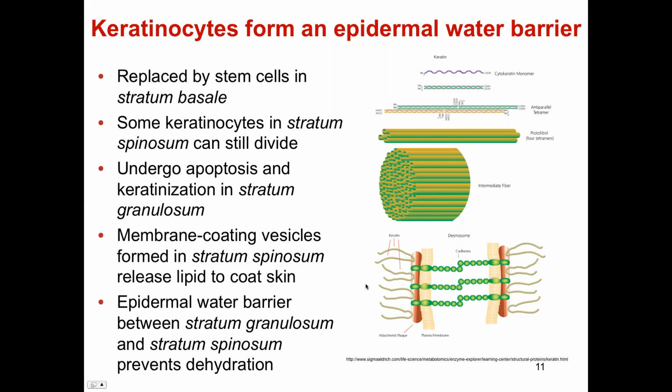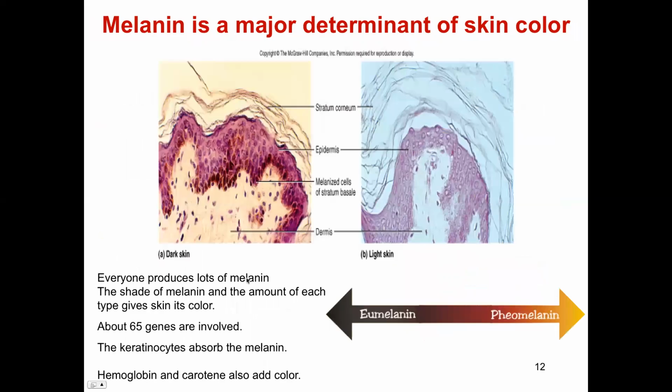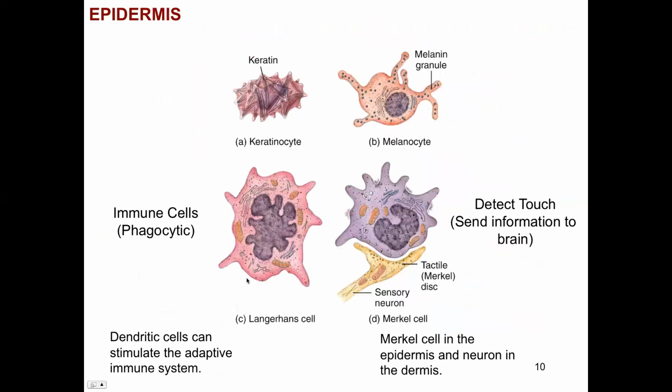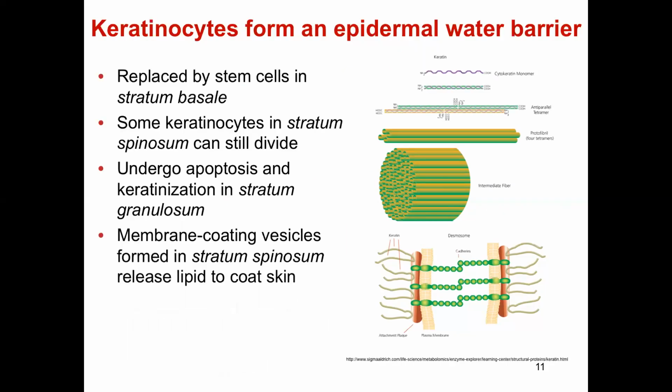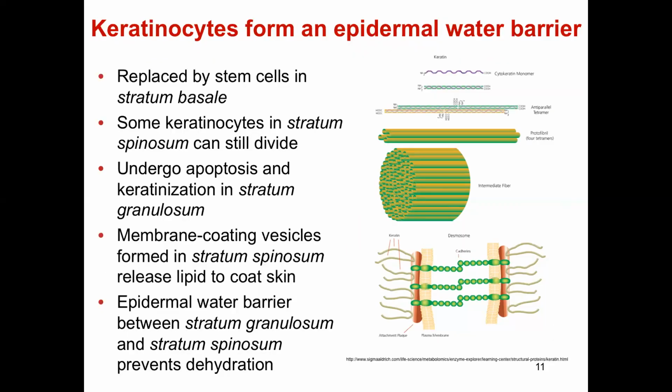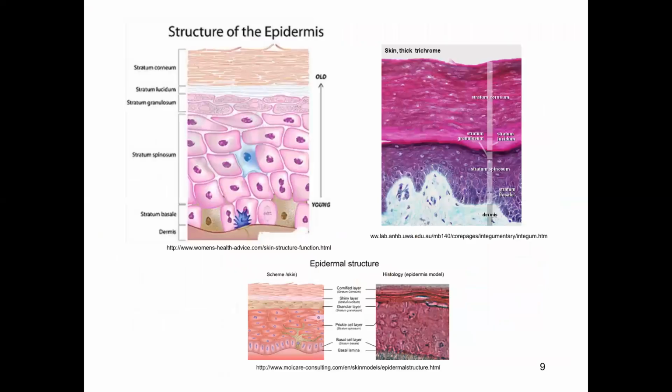All right, so if we look back, this should also make sense to you, that some lipid is going to be released here in the spinosum. Remember the spinosum layer, it's going to be right here, right? We've still got viable cells, they're producing keratin, and they're also going to release some of that lipid to help waterproof as well, okay? So this is your waterproof layer.